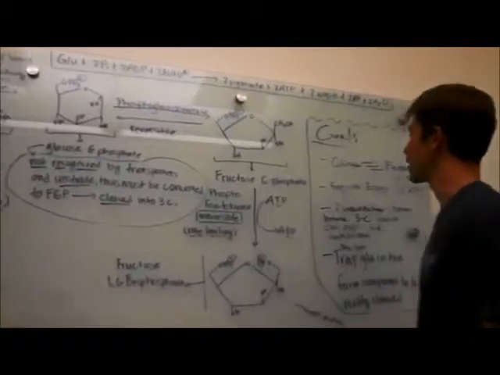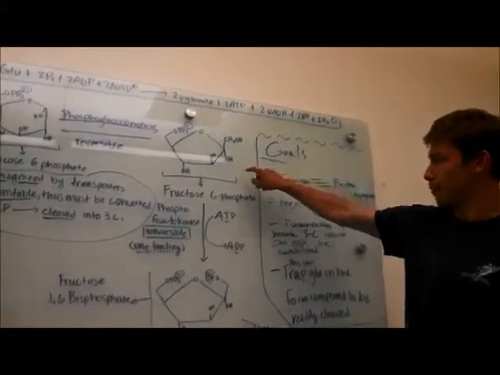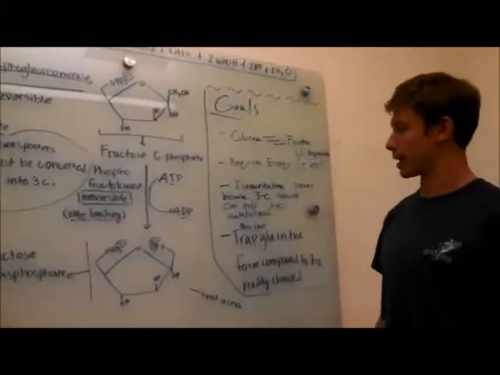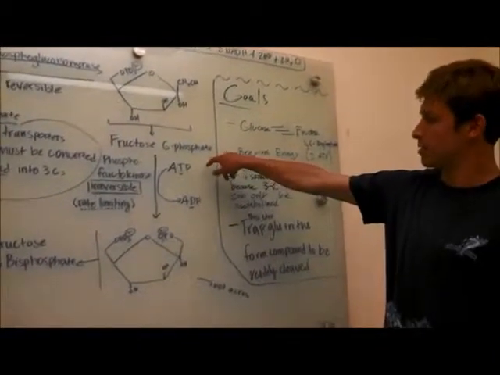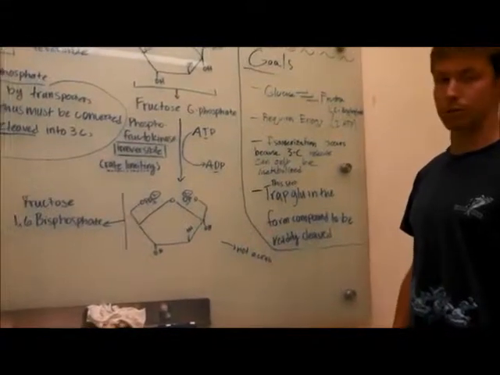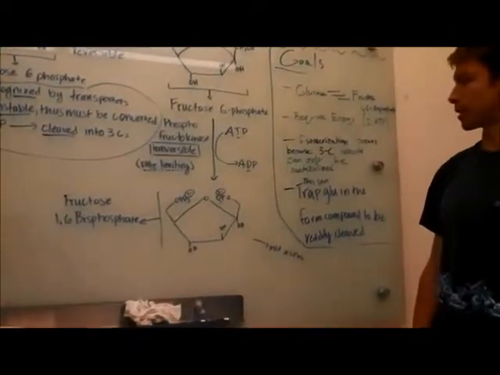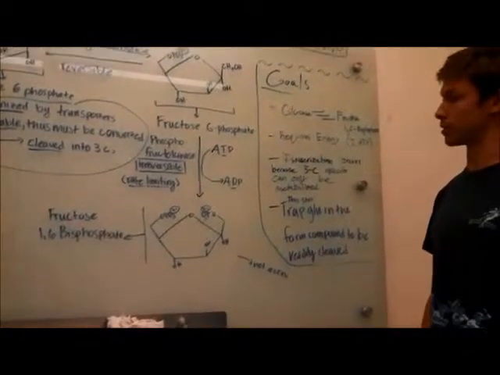Next, over here, we have fructose 6-phosphate reacts with phosphofructokinase and ATP to form fructose 1,6 bisphosphate, which is our final product. And this step is irreversible and rate limiting and also requires energy.